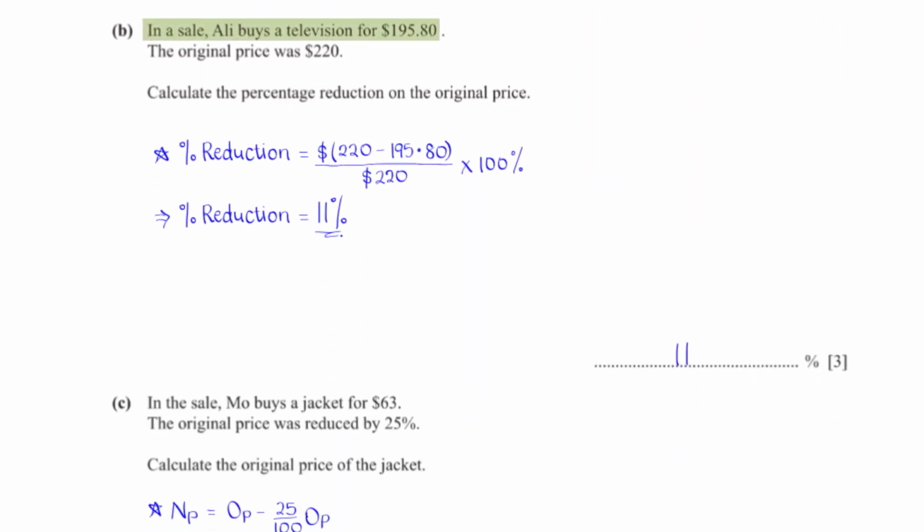In a sale, Ali buys a television for $195.80. The original price was $220. Calculate the percentage reduction on the original price. The percentage reduction is equal to the reduction, which is $220 minus $195.80, divided by the original price, which is $220, times 100%. When we type this into the calculator, we get 11%.